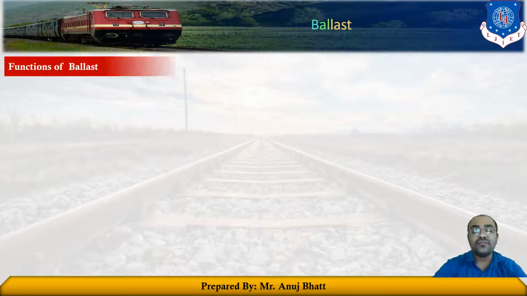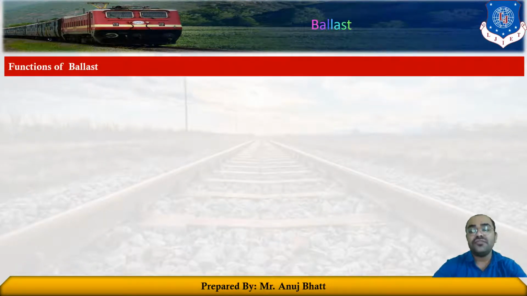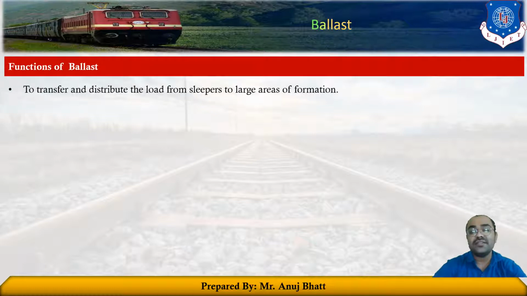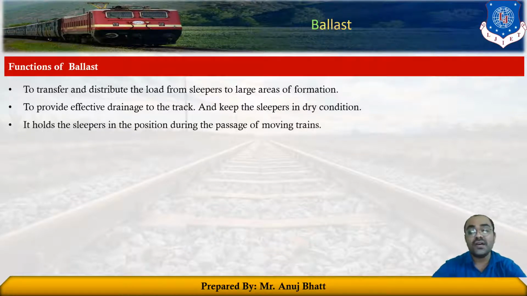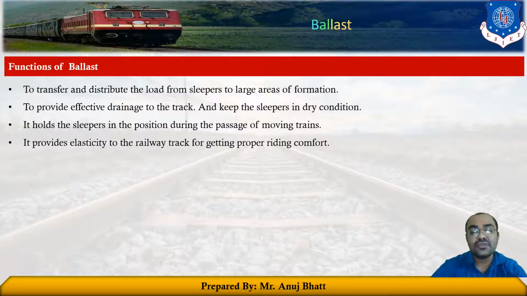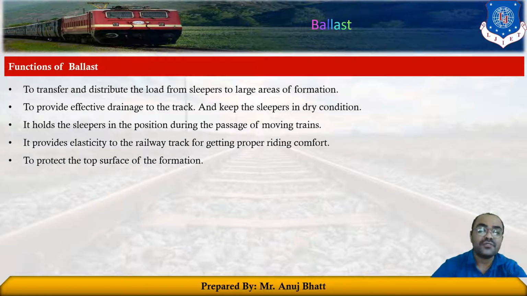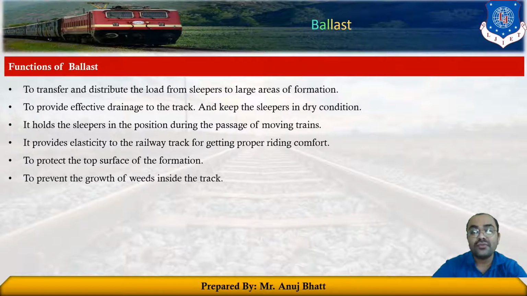If we discuss the functions of the ballast, the major function of the ballast is to transfer and distribute the load coming from the sleepers to a large area of the formation. Also, to provide effective drainage to the track and keep the sleepers as dry as possible. It holds the sleepers in position during the passage of a moving train. Also, it provides elasticity to the railway track for proper riding comfort, to protect the top surface of the formation, and to prevent the growth of weeds inside the track.